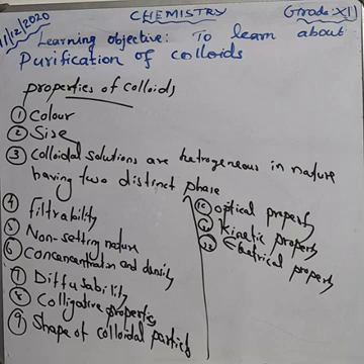Next, about the size: the size of the particles ranges from 1 mu to 1 mu diameter. We try to learn that one. Next, the third one is that colloidal solutions are heterogeneous in nature, having two distinct phases. Here we learned the dialysis experiment. The experiment has two phases. What are the two phases? One is ultrafiltration and one is centrifugation.